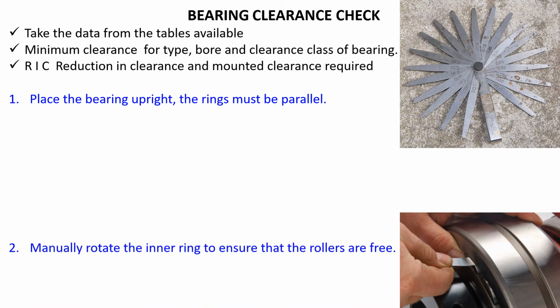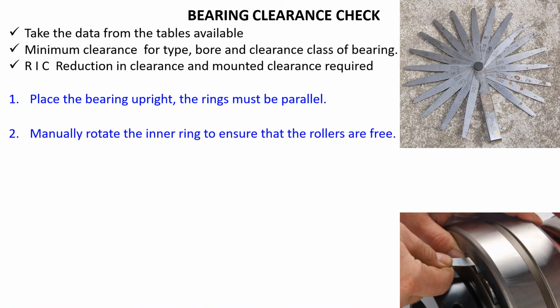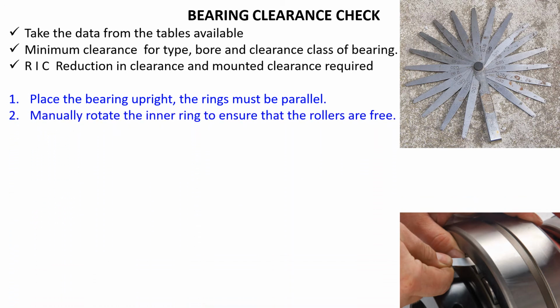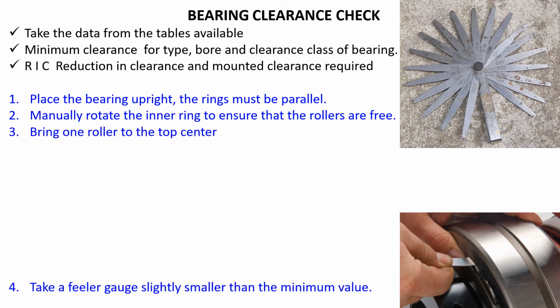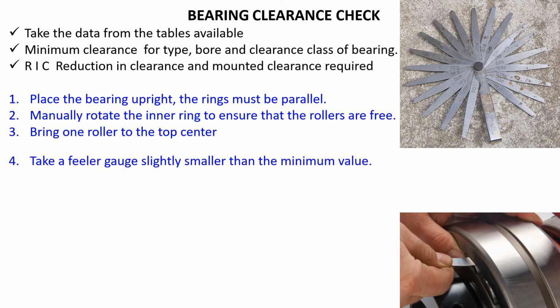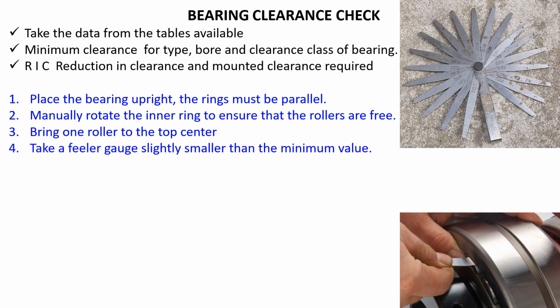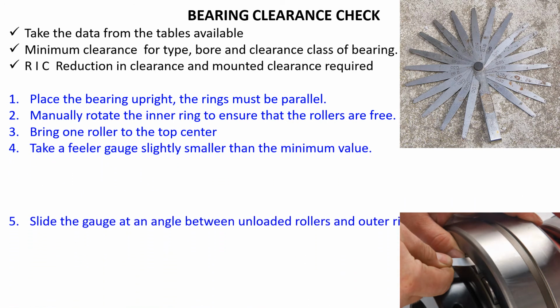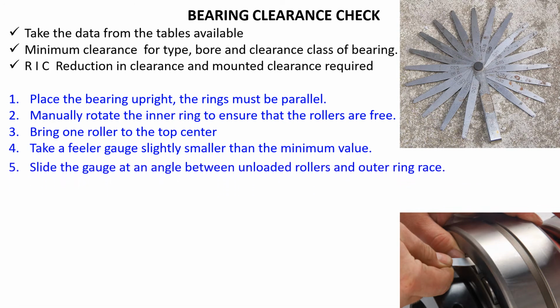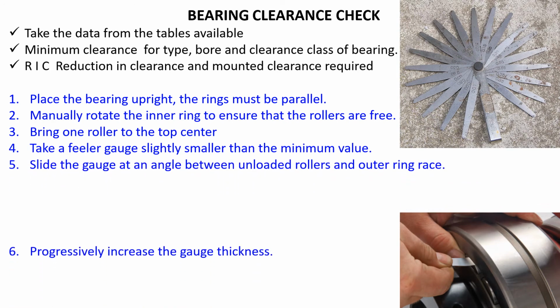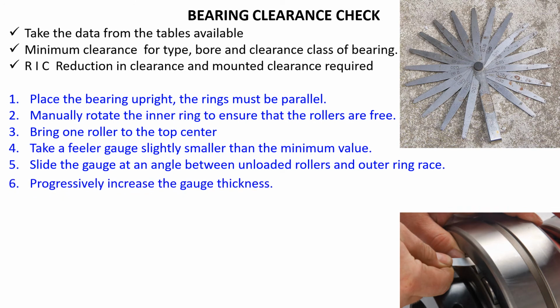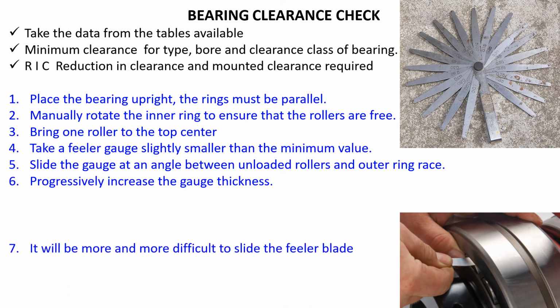Now, first place the bearing upright; the rings must be parallel. Then, manually rotate the inner ring to ensure that the rollers are free. Bring one roller to the top center. Take a feeler gauge slightly smaller than the minimum value. Slide the gauge at an angle between the unloaded rollers and the outer ring race.